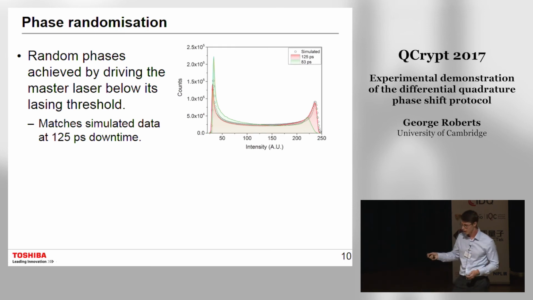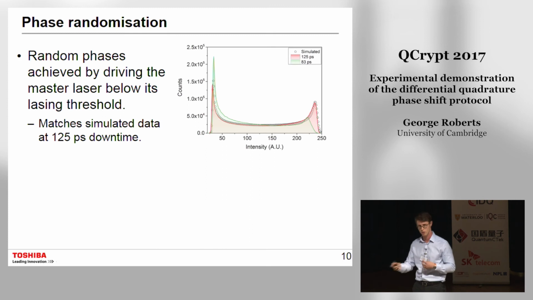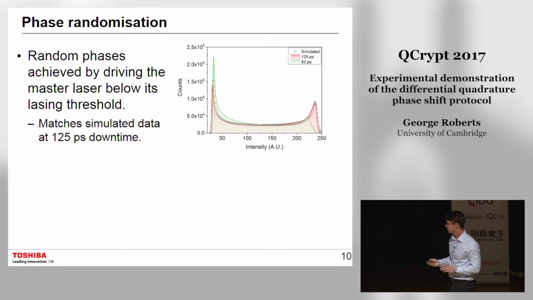I also show here what happens if you don't deplete the cavity enough. If you don't deplete the cavity enough, the phases between the blocks aren't going to be randomized. There's going to be some correlation, and that's shown here. In green, you can see it's skewed towards the left almost. So you need to be quite careful if you're implementing this.